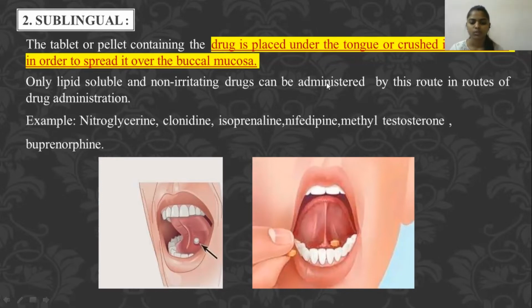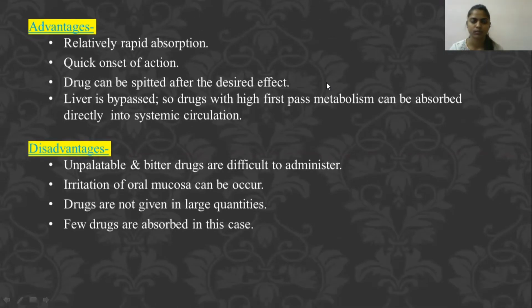Okay, so next, there are some advantages. Relatively rapid absorption, quick onset of action, and the drug can be spat out after the desirable effect. Then the liver is bypassed, so a drug with high first pass metabolism can be absorbed directly into the systemic circulation.